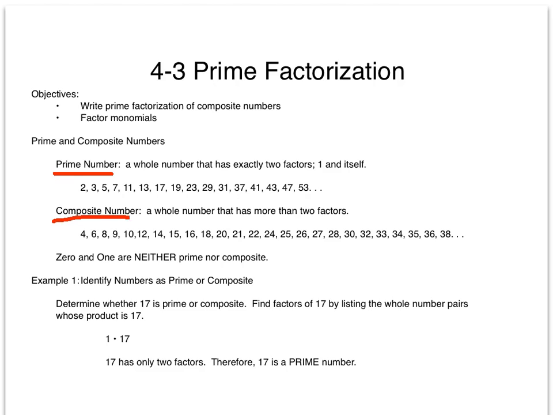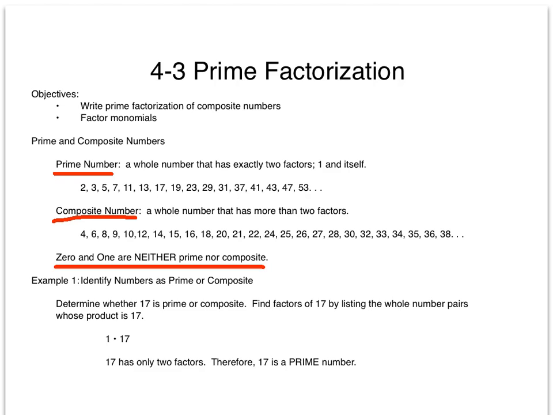A composite number is a whole number that has more than two factors. Some of these are even and some are odd. That doesn't have anything to do with whether or not it's composite. It depends on how many factors the number has. So 9 is odd, but it has more than two factors. The factors of 9 are 1, 3, and 9. 0 and 1 are neither prime nor composite.